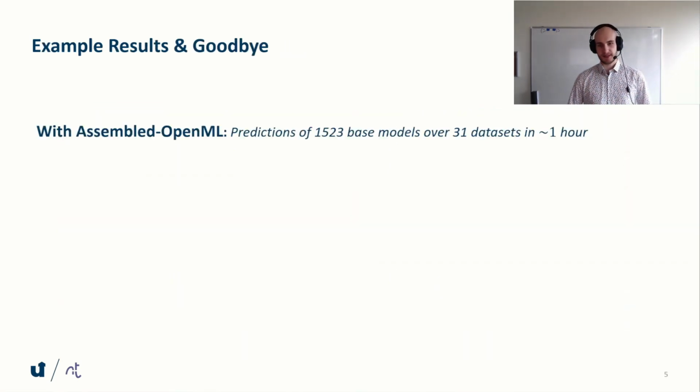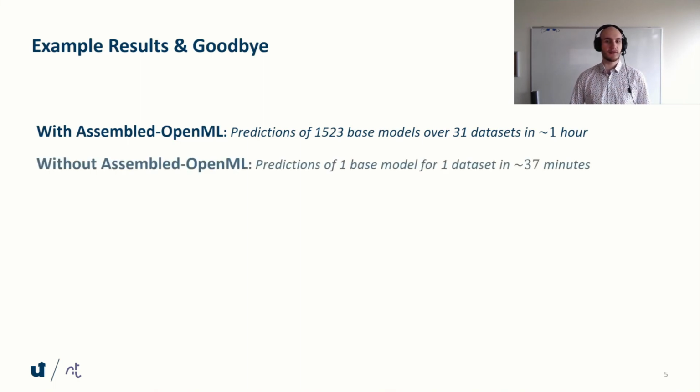To conclude this presentation, we want to quickly talk about example results before we say goodbye. We used Assembled-OpenML to gather the predictions of 1,500 base models over 31 datasets, and this took 1 hour without parallelization. For comparison, we gathered the prediction of one base model for one dataset without Assembled-OpenML, and this already took 37 minutes with parallelization on 64 cores. In other words, using Assembled-OpenML is much more efficient than doing it the old way.